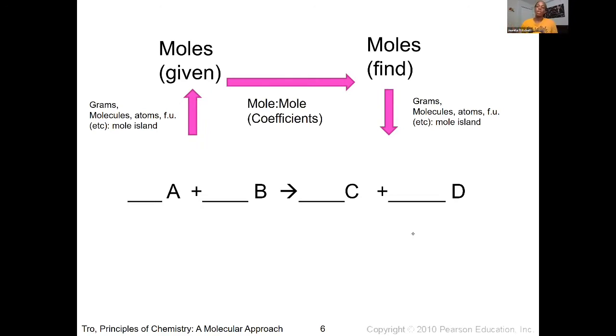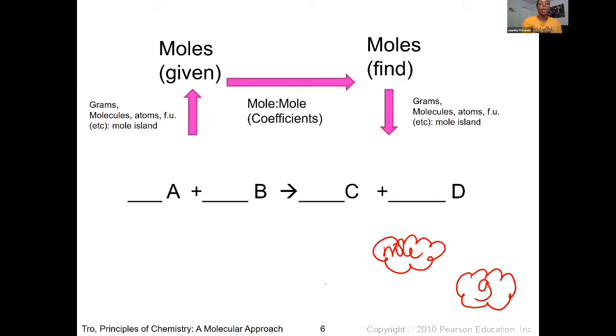And what it really serves as is another visual tool that you can use during your studying. So let's just take one step back and remind ourselves about Mole Island. Remember, we had the mole in the middle, and over here we had our grams, and over here we started filling this in with atoms, molecules, formula units, things of that nature. And so that's still going to be very prevalent in this part.